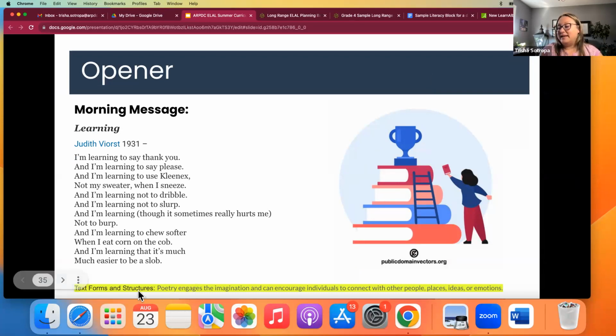So that brings in, I wanted to move my slide a little bit so you can see, it brings in text forms and structures. So one of the skills and procedures is that poetry engages the imagination and can encourage individuals to connect with other people, places, ideas, or emotions. So our conversation would bring together that poem and the students' ideas and emotions.